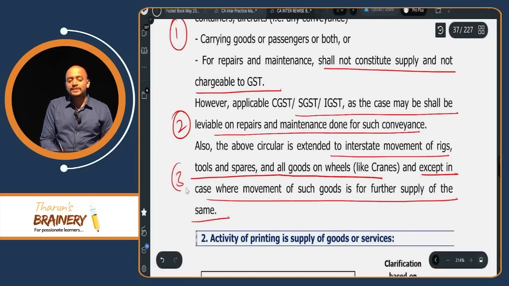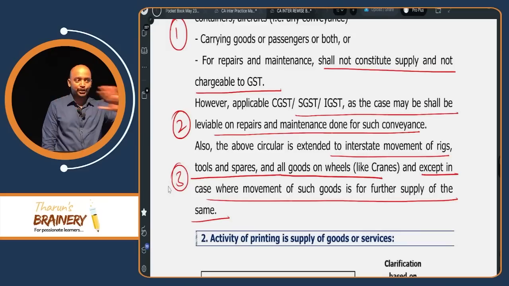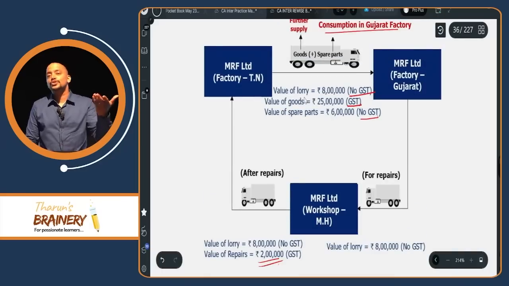And on tools, spare parts, etc., which are sent from one distinct person to another distinct person, no need to pay GST if it is not for further supply. If it is for further supply, then it will be treated as goods only, then GST will be payable.